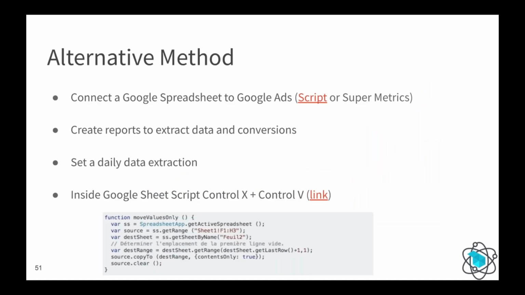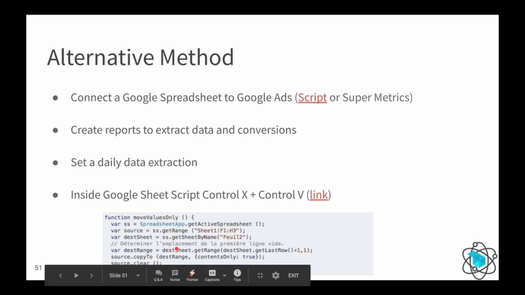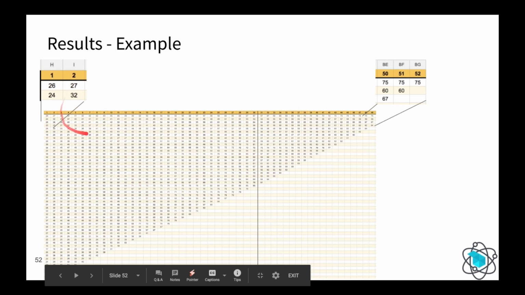There's a bunch of scripts here that will basically let you connect Google Spreadsheet to Google Ads. There's a script here from Frederick Vallaeys. You can use Supermetrics, you can use the Google Ads add-on. Then you will set up a daily extraction of the sales, the conversions and the clicks that you're getting. There's a simple script here that will paste things in this manner.